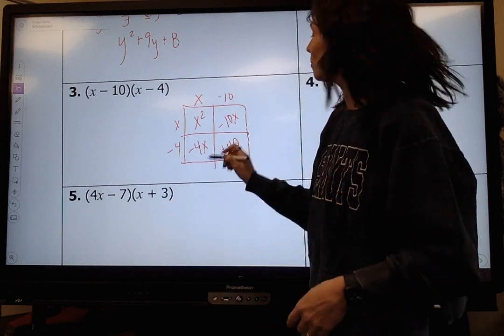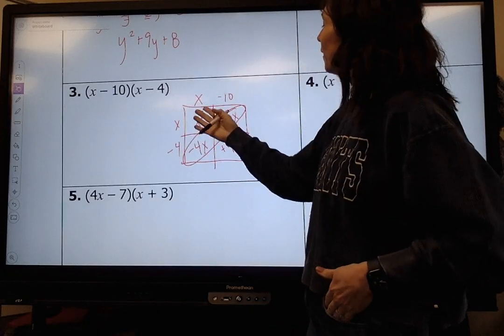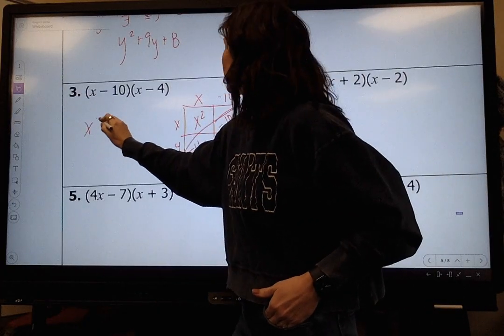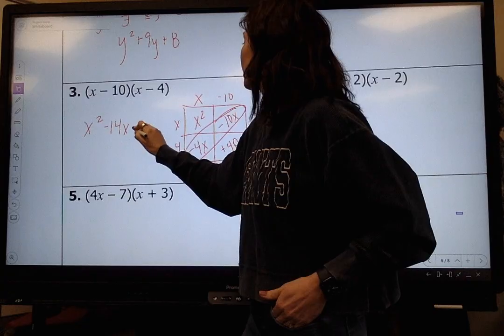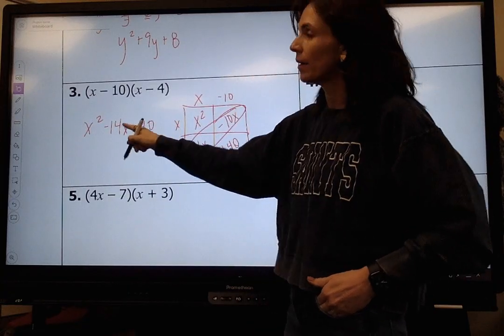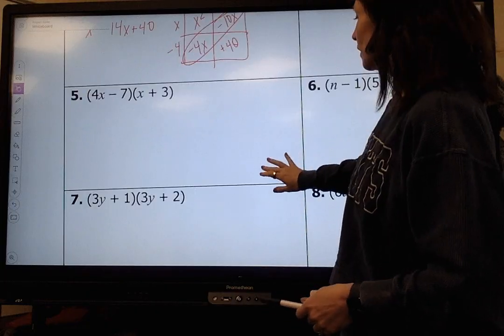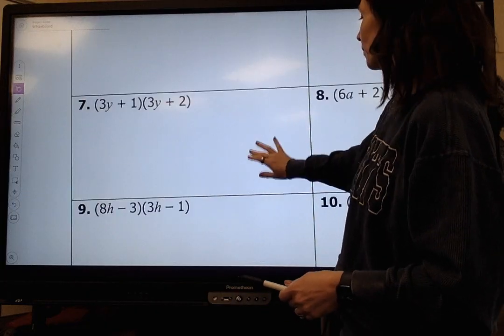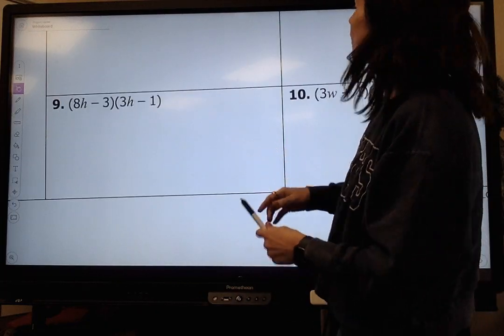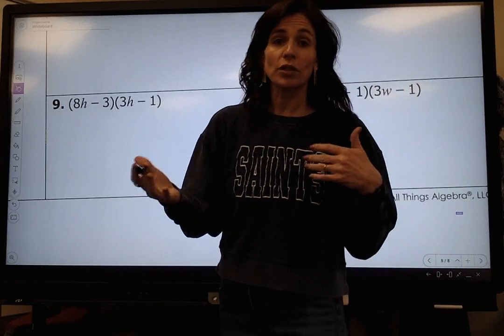Circle your like terms. And then we combine. So I get x squared, negative 14x, plus 40. And that is my trinomial, greatest degree first. All right, let's take a look. Let's do some ones down here. All right, let's look at number 9. I'm going to do the double distribution.